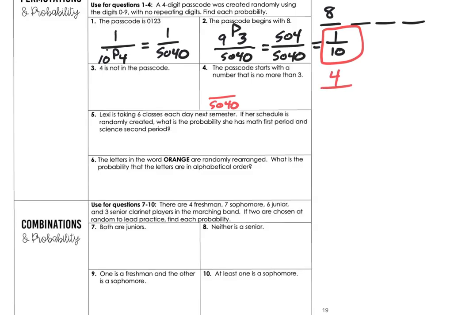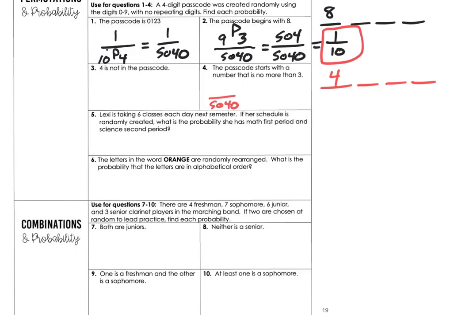On number 2 right here, we only had the one option, 8. We already knew 8 was there. It told us 8 was there. Here, for my first number in the passcode, I have 4 different options. It could be 0, 1, 2, or 3. The other 3 can be anything that's not what I picked for the first one. So if I picked 1, 1 is out. If I pick 2, 2 is out. But I have to pick something in that first slot.